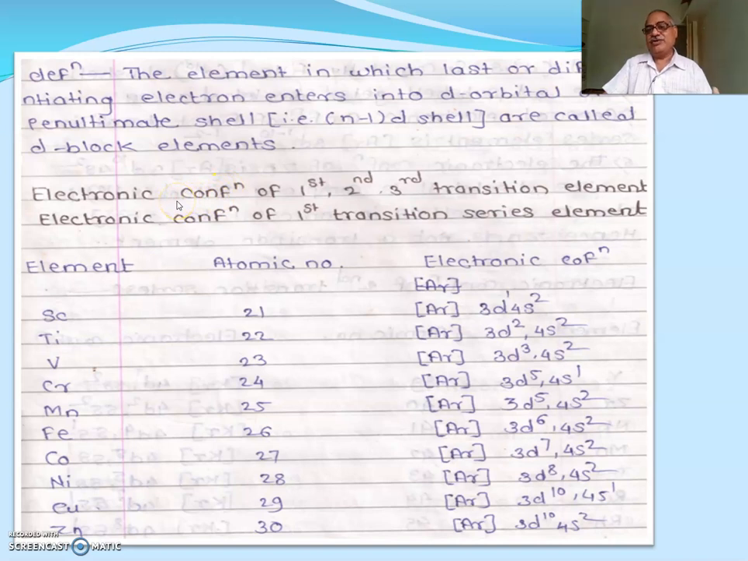Then we are going to see the electronic configuration of the first series, second series, and third series, because D block element contains three series of transition elements. In examination, they ask questions like: give the electronic configuration of first series, or second series, or third series. Then we are going to see the electronic configuration of the first series.